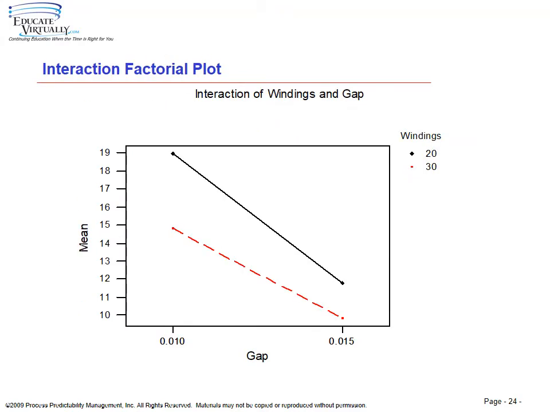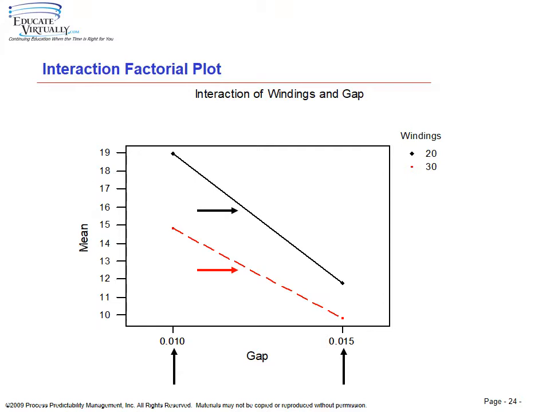Here we have our interaction factorial plot. We have plotted the gap distance on the horizontal axis, 10 thousandths and 15 thousandths. On the y-axis, we have our average inductance values. The black line is for 20 windings, when we go from 15 thousandths to 10 thousandths in gap distance. The red line is for 30 windings, when we go from 15 thousandths to 10 thousandths gap distance.